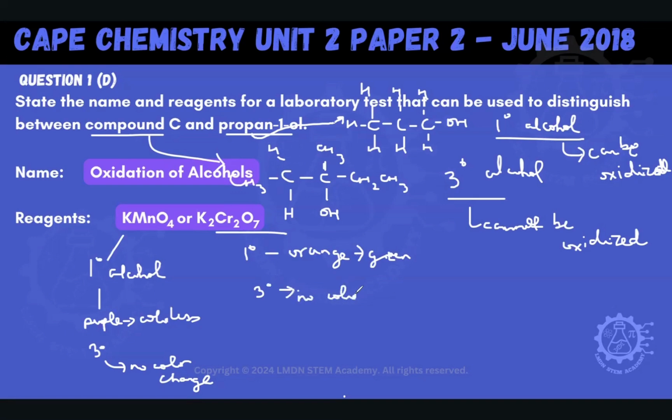So that's how we'll be able to distinguish between our primary alcohol, which is propan-1-ol, and our tertiary alcohol, which is what we form in this question, which is compound C, which looks like that. Okay? All right, so that's the test that we would use there to distinguish between them.